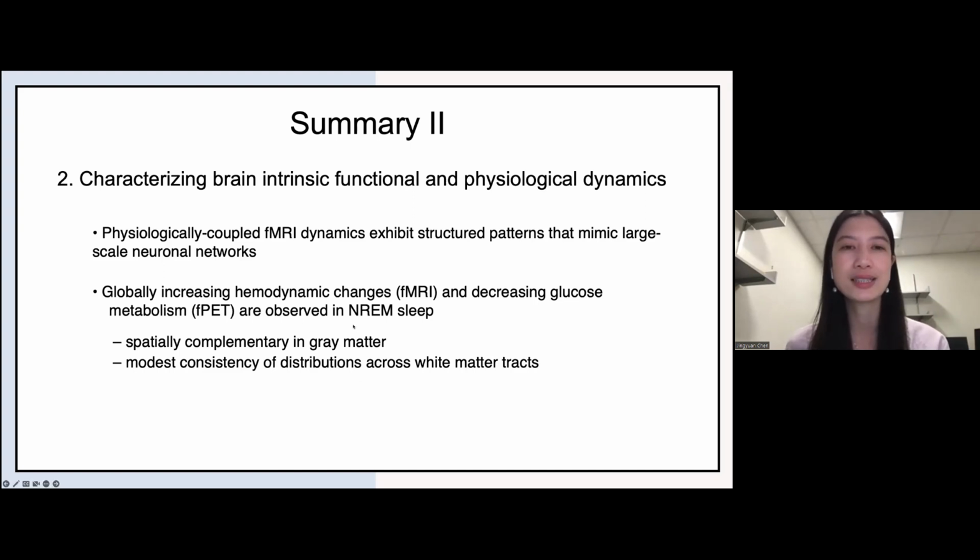And we checked those changes in the non-REM sleep cases. First, we showed that in gray matter, the regions with the most prominent changes are very complementary to each other. But in the white matter, they have a different pattern. They have a more modest consistency of distributions. Gray and white matter have quite distinct physiological mechanisms and also metabolic consumption. As I showed in the previous slides, they may arise from different mechanisms. If you're interested, I'm happy to share further about our thoughts on it.